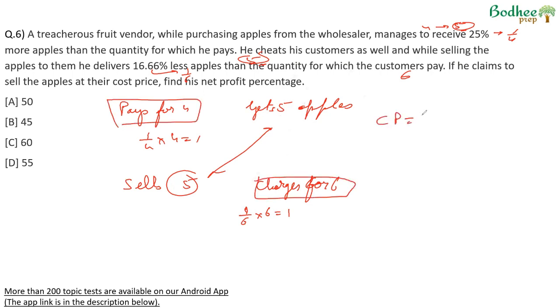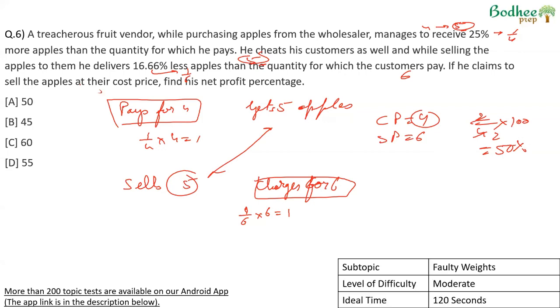Hence, cost price is 4, selling price is 6, which means a profit of 2 on a base of 4. Profit of 2 on a base of 4, 2 by 4 is 1 by 2, or 50% becomes the answer. Now, this will be a faulty weights question. Level of difficulty is moderate, but since the value that he gets and the value that he sells are the same, the calculation gets a lot easier, and therefore solving time should be, I think, less than 2 minutes for this question, given the numbers.